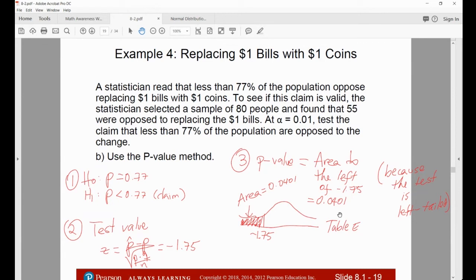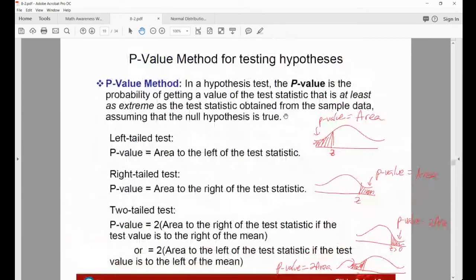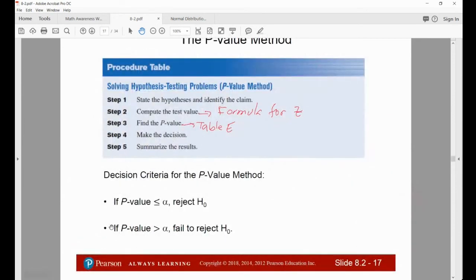Now we can make the decision. In this method, the decision depends on whether the p-value is less than or equal to alpha. Alpha is 0.01. So how is the p-value? 0.0401. Is this number greater than or less than alpha? It's greater than. So when the p-value is greater than alpha, what's the decision? Fail to reject.